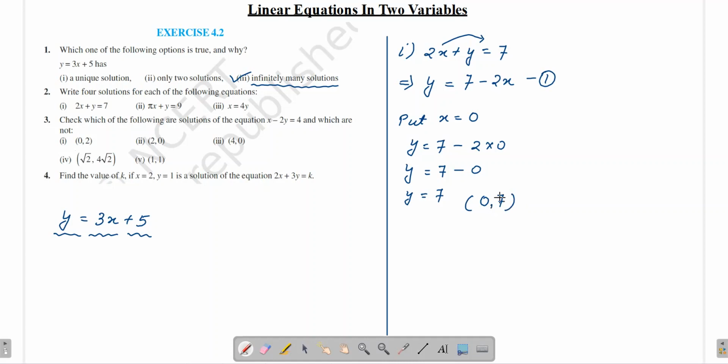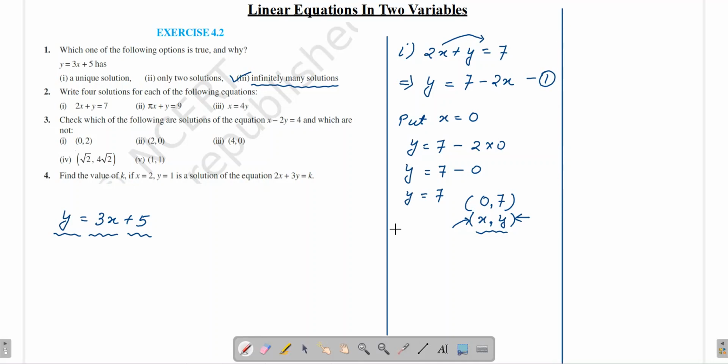I have already told that the solution of a linear equation is always expressed in the form of an ordered pair, where the first number always represents the value of x, the second one represents the value of y. So this is how we can do it. So this is the first solution, 0, 7. We need to find 4 solutions. So let us find the second solution.